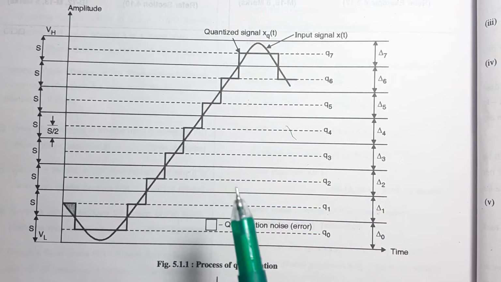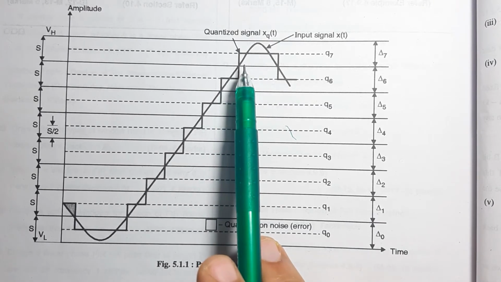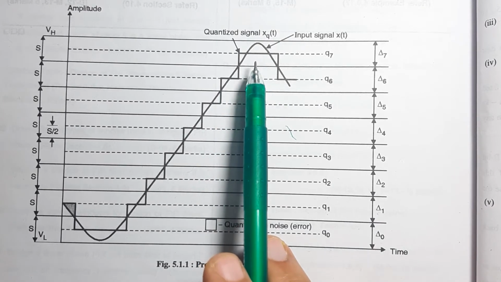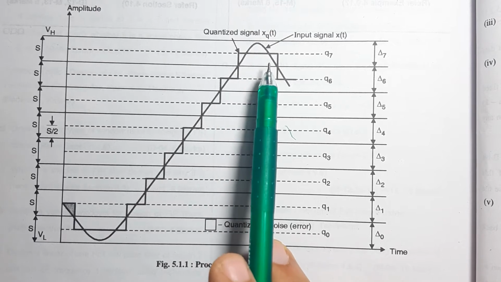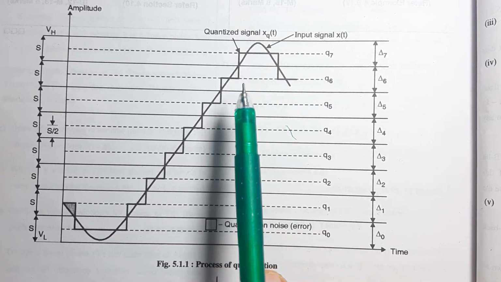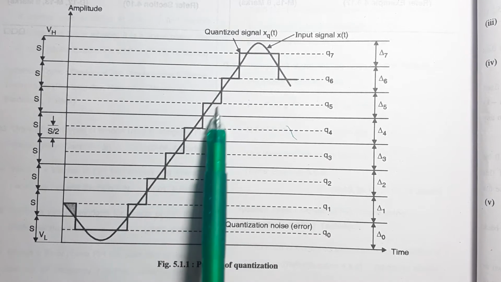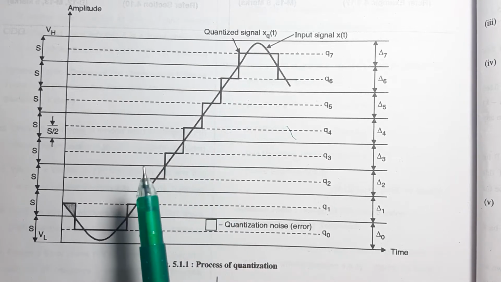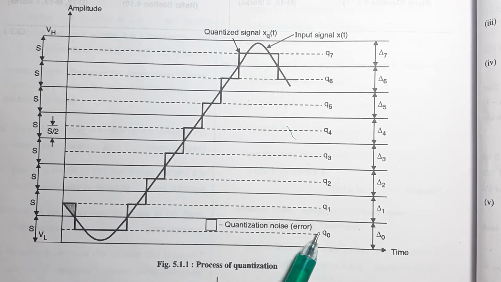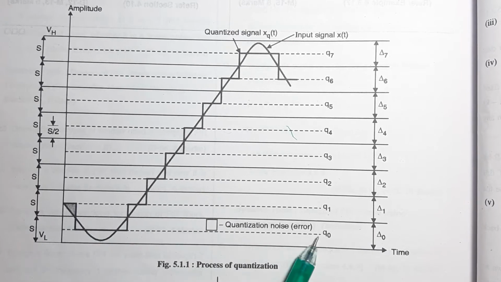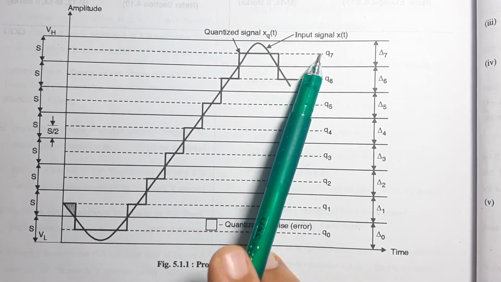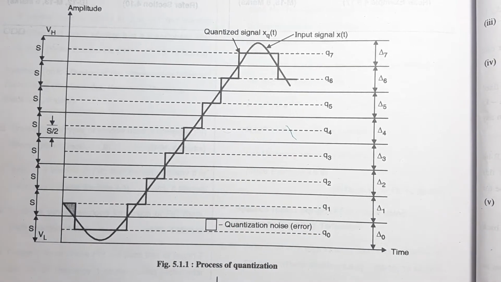Now this error should be as small as possible. To minimize the quantization error, we need to reduce the step size, that is nothing but this step size, by increasing the number of quantization levels Q. So you can reduce the step size so that your Q can be increased. Now why is quantization required?